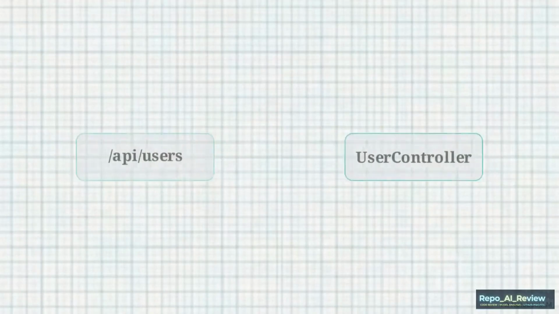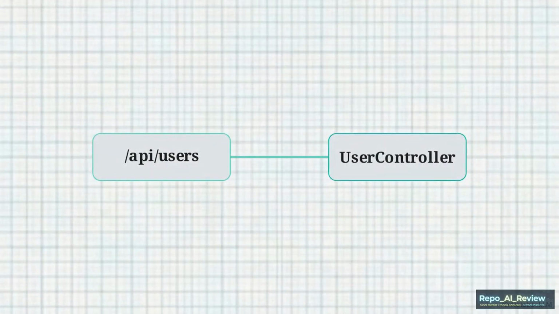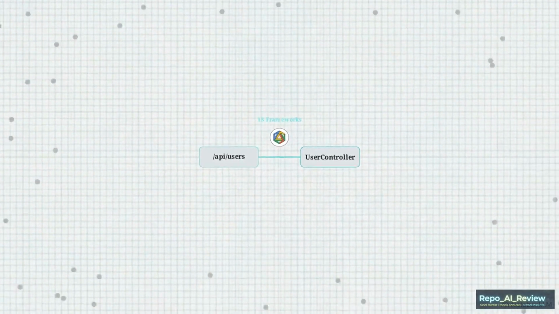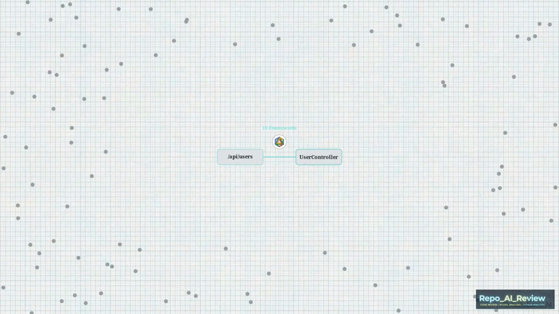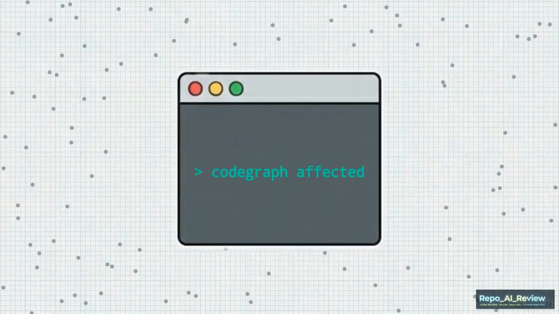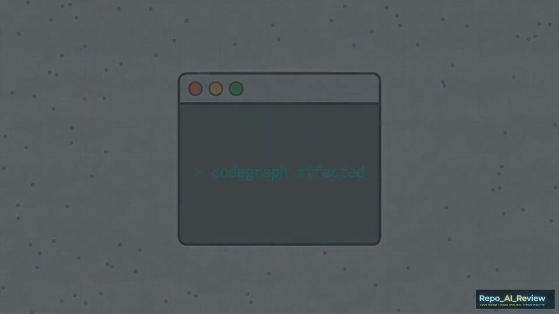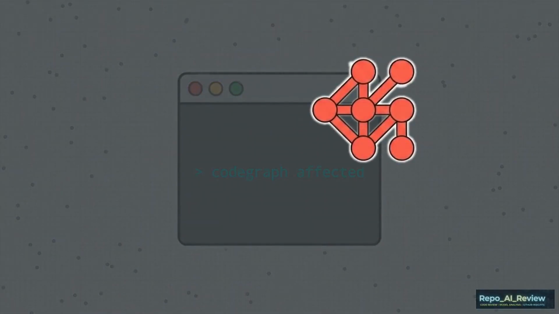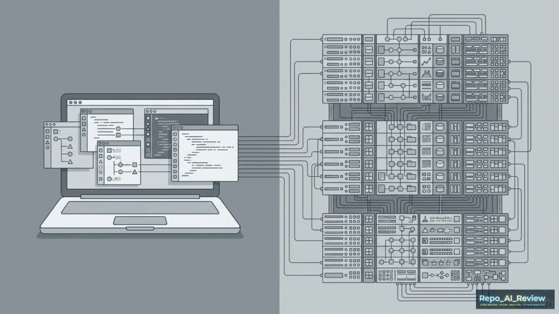This direct line connecting a web route to a controller shows a feature called framework-aware routes. CodeGraph automatically binds public-facing URL patterns directly to their backend logic controllers across 13 different web frameworks. This structural intelligence extends to your CI pipelines via the CodeGraph affected command. Notice how only this specific cluster lights up. By analyzing the dependency map, it runs tests only on files impacted by a recent change, avoiding wasted compute time. CodeGraph provides structural intelligence that scales up to optimize the entire software development lifecycle, from local exploration to remote deployment.